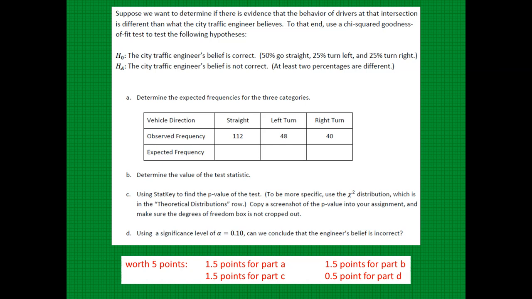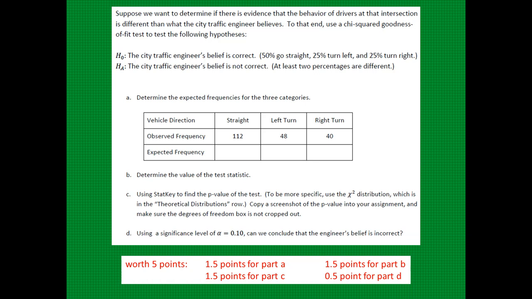Once you get the expected cell frequencies, the next thing is to determine the test statistic, where the way that the chi-squared test statistic is set up, you'll get a component of the sum from each category. Since there are only 3 categories, there are just going to be 3 components. So for each of those, again, going straight, turning left, and turning right, you're going to have the observed frequency minus the expected frequency quantity squared divided by the expected frequency. Since there are only 3 categories, it won't take a ton of time to get that test statistic.